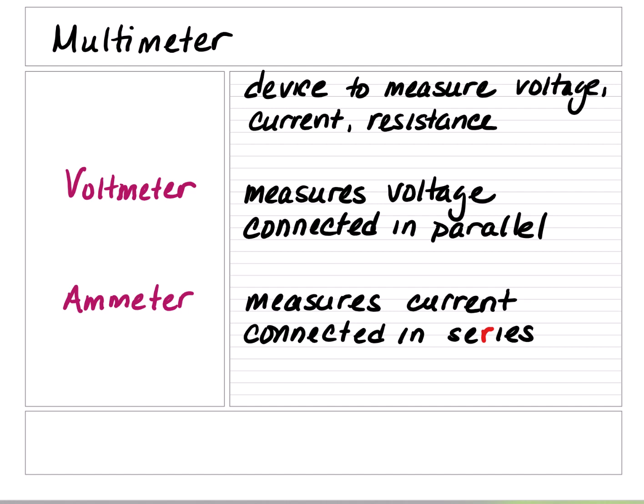Multimeters are devices to measure voltage, current, and resistance. A voltmeter measures voltage and must be connected in parallel. An ammeter measures current and must be connected in series.